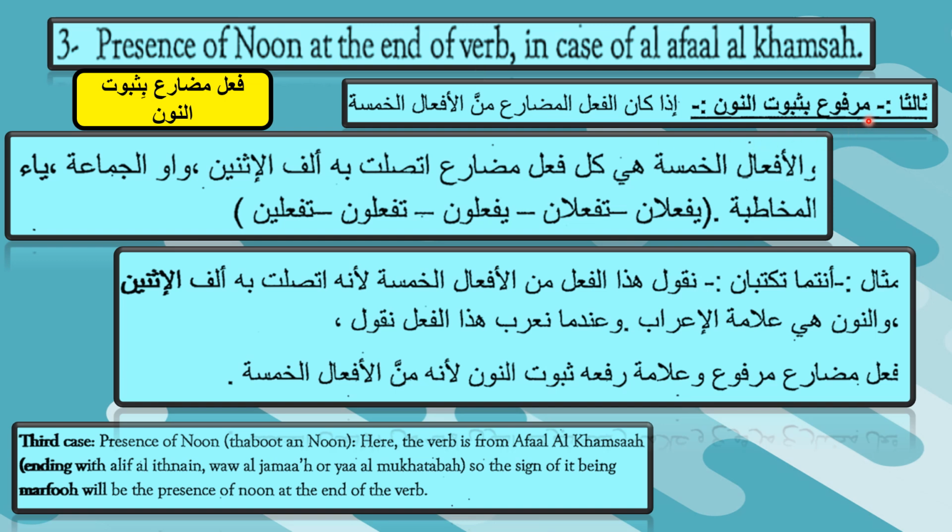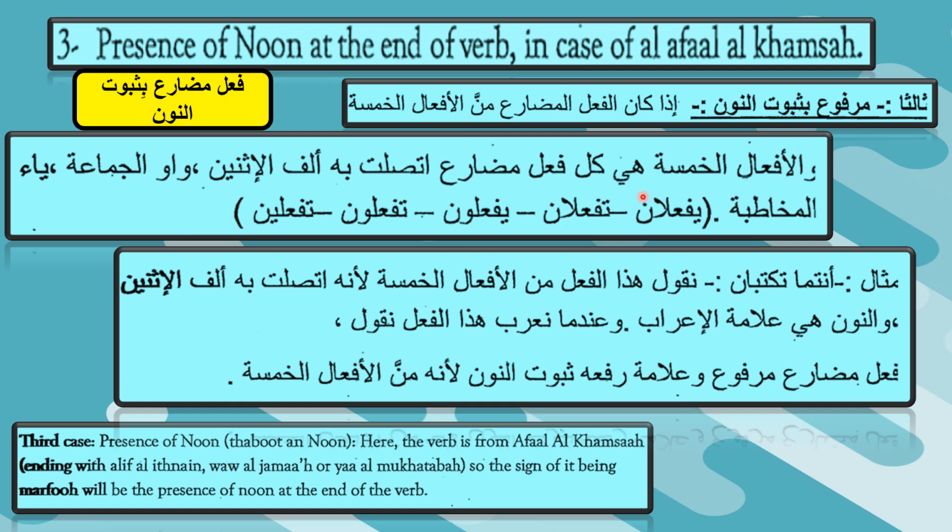So now you say marfu bi thabut and noon. In this case you call it marfu. The fail mudare is in marfu case bi thubut and noon, with the presence of noon. If you see the noon, that means the fail mudare is in marfu case, إذا كان فعل مضارع من الأفعال الخمسة. Now all these فعل مضارع which have noon are from the أفعال الخمسة.